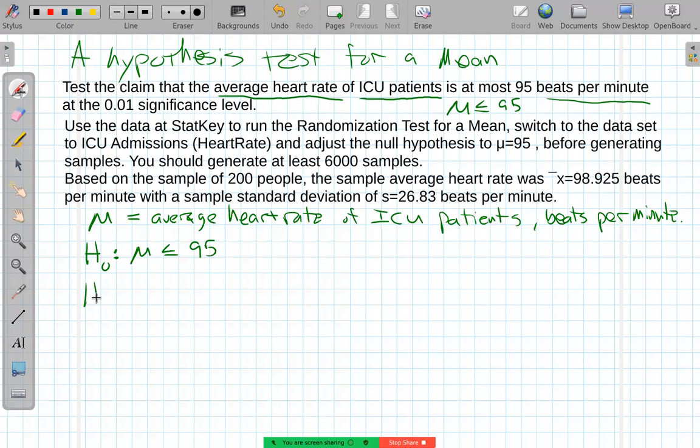And my alternative then, well, what's the alternative to less than or equal to? I guess it's greater than, right? Mu would be greater than 95. And we can't go do anything in StatKey till we know the alternative, because the alternative tells us what test to run. In this case, we're going to run a right-tailed hypothesis test. And we'll get a p-value and compare that p-value to alpha equals 0.01. All right, let's go do it.